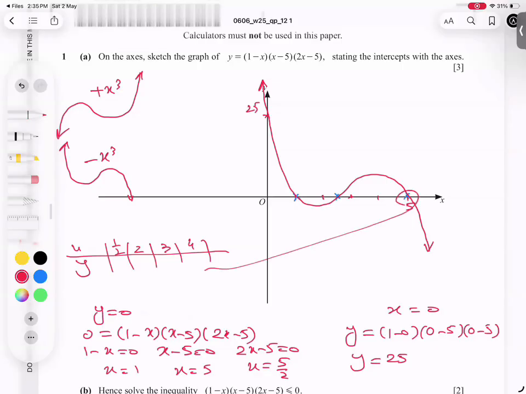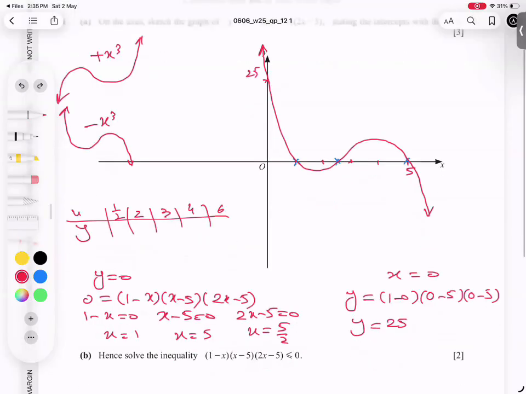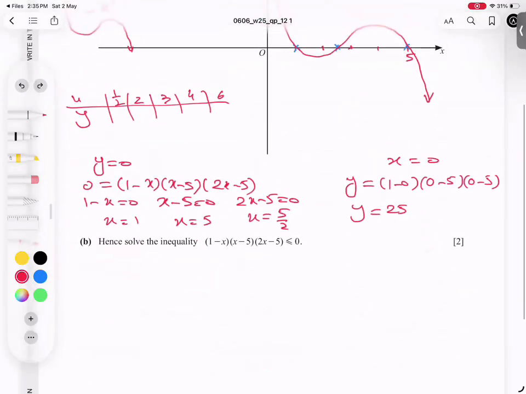No need to plug in 5, it gives you 0. And 6 also. Why 6? It will tell you the pattern: 6 will give you a negative value. So in this way, you plug these numbers into the whole equation and you can get some values. This is a way to do it if you have no idea. I hope the point is clear. Next question, he is asking where this graph is less than 0. Less than 0 means below the x-axis.